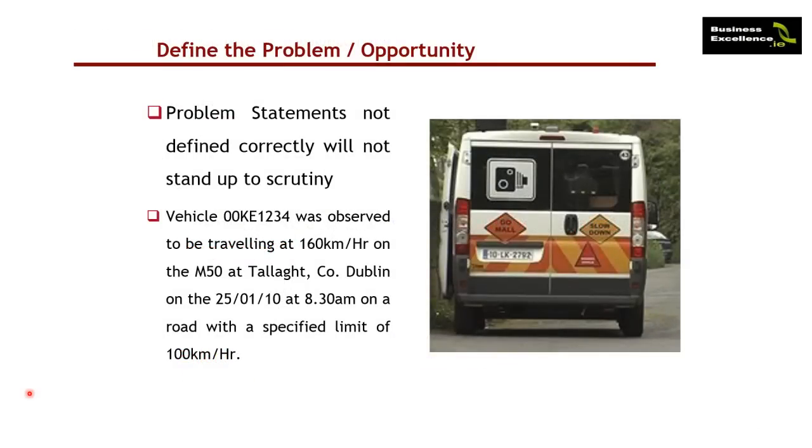If you look at this situation, and if you got a letter in the post saying this particular vehicle was observed travelling at this particular speed on the M50 in Tallaght, County Dublin on the 25th of the 1st, 2010 at 8:30 on a road specified with a limit of 100 kilometers per hour. If any one of those parameters was missing, or if any one of those parameters was incorrect, legally that problem statement, that summons, would not actually hold up in court. In the same way, when we look at a business problem statement, if it's not defined correctly, it does not make business sense.